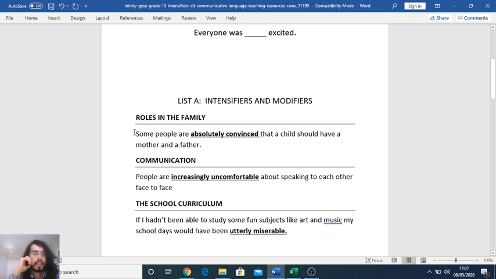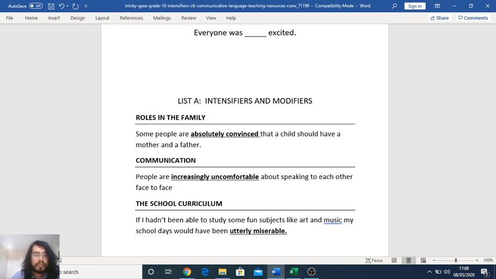So let's read the sentence here. I've highlighted the important words in bold. We have: some people are absolutely convinced that a child should have a mother and a father. Okay, so we have a sentence here, and let's look at what's going on. The intensifier in this sentence is absolutely. One way of trying to figure out if something is an intensifier or not is to try removing it from the sentence. So it's gone now, right? Some people are convinced that a child should have a mother and a father, okay? So the meaning is the same, with or without the intensifier.